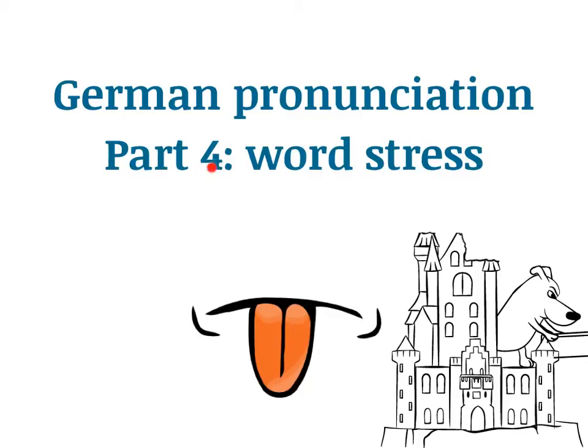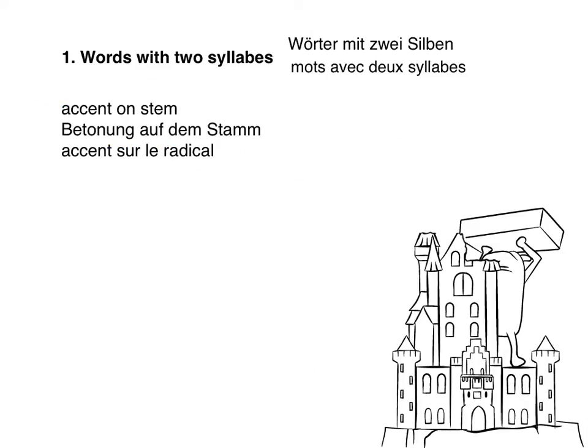This is number 4, and you have realized here is your German castle, and as soon as the castle is finished, you have like your professional in German pronunciation. So you have more than halfway already done if you have watched the first 3 parts. Let's start. And we start with words with 2 syllables.